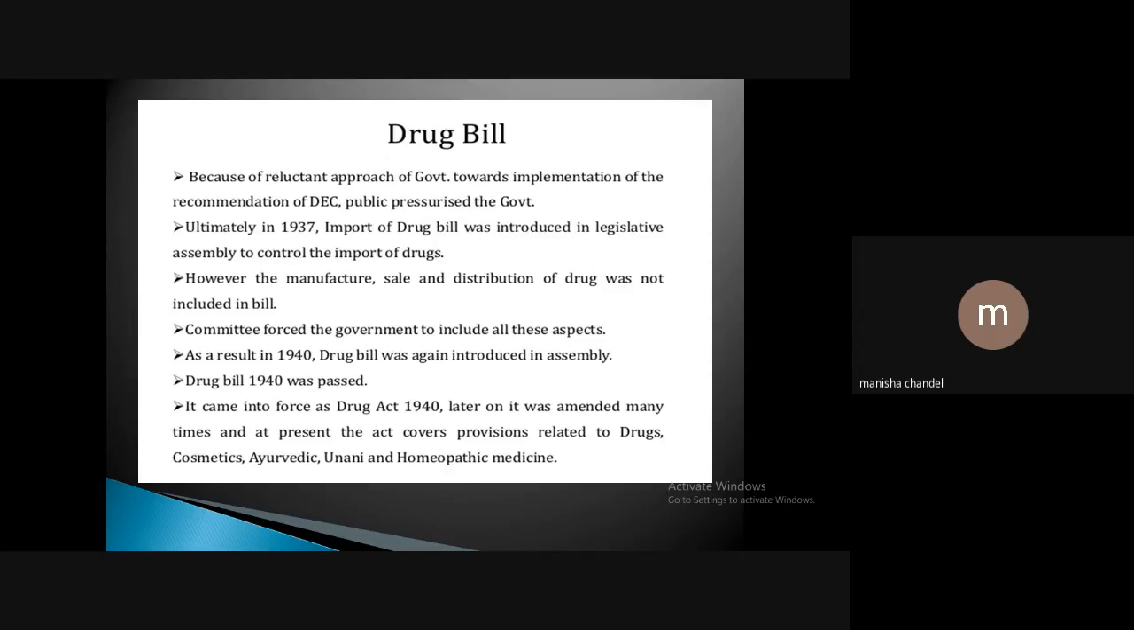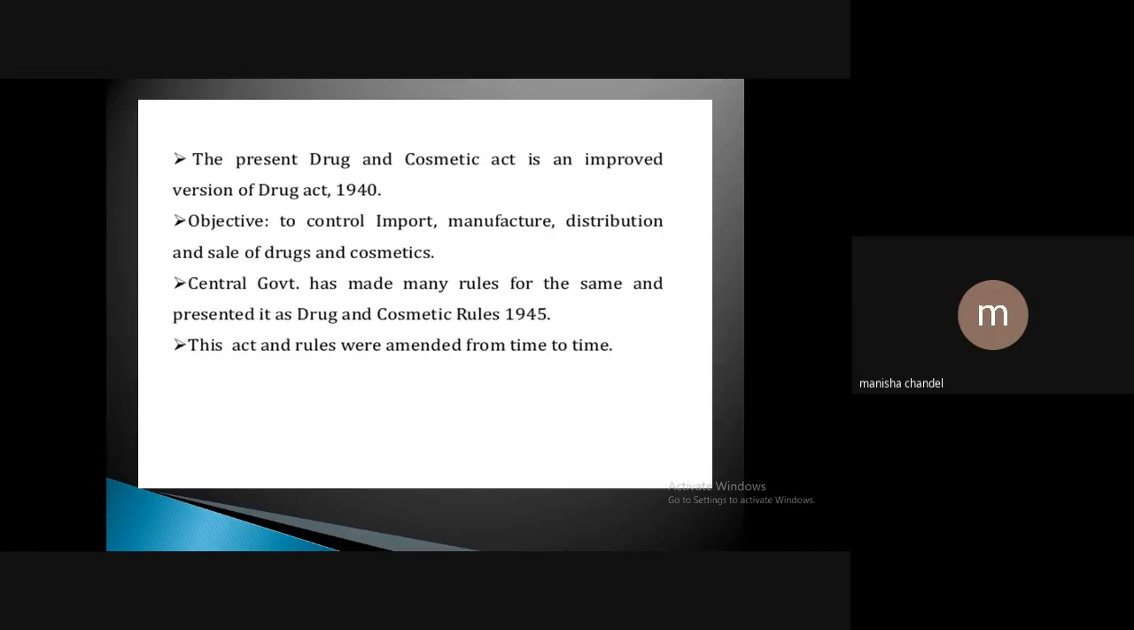Later on, it was amended many times, and at present, the Act covers provisions related to drugs, cosmetics, Ayurvedic, Unani, and homeopathy medicine as well. The present Drugs and Cosmetics Act is an improved version of the Drugs Act 1940, which has the objective to control import, manufacture, distribution, and sale of drugs and cosmetics. Central government has made many rules for the same and presented them as the Drugs and Cosmetics Rules 1945. This act and rules were amended from time to time.